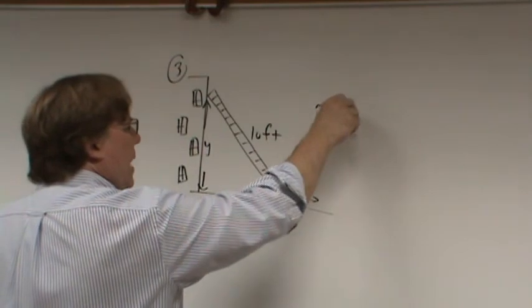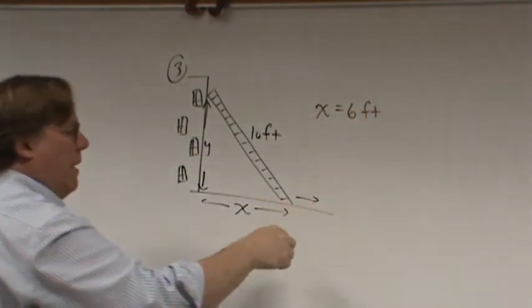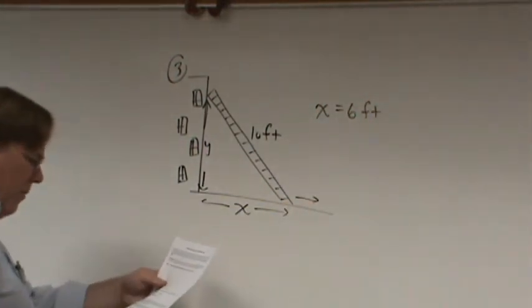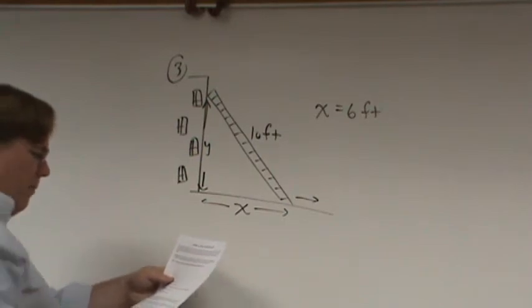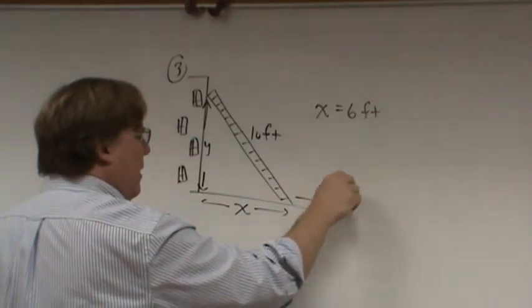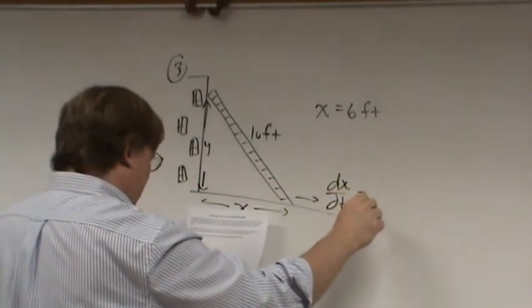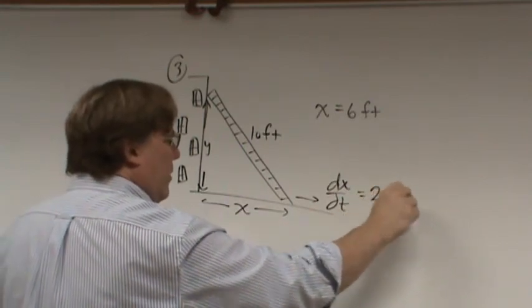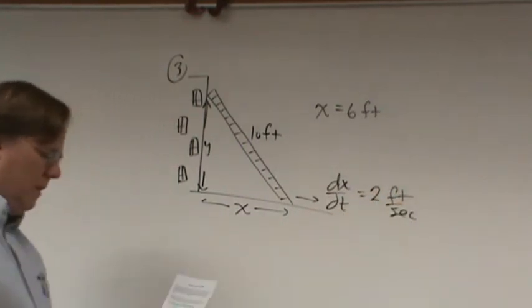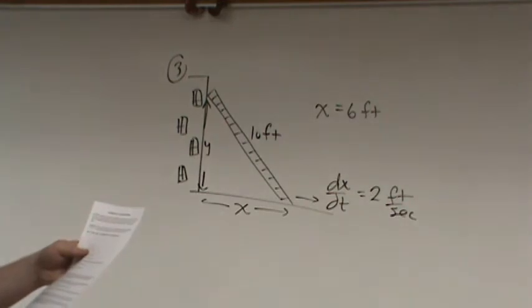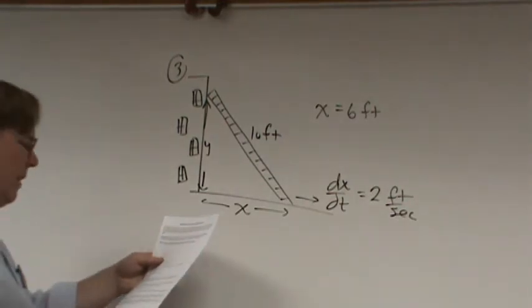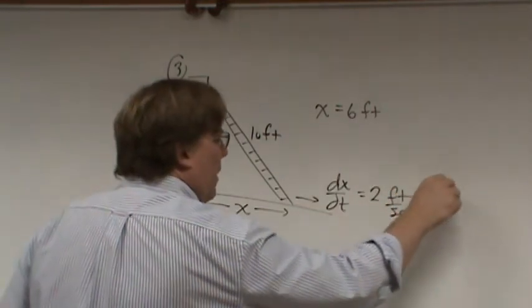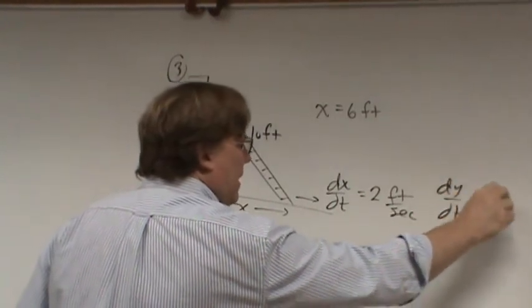At this point in time, x is equal to 6 feet, but I know it's moving, and in fact, they tell me that the base is moving that way. dx/dt is equal to 2 feet per second. And they want to know how fast the top of the ladder is moving down the wall. So they want to know what dy/dt is.